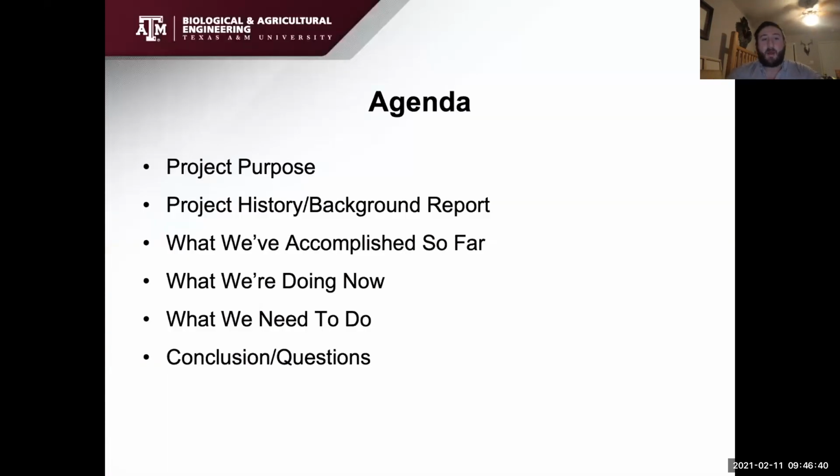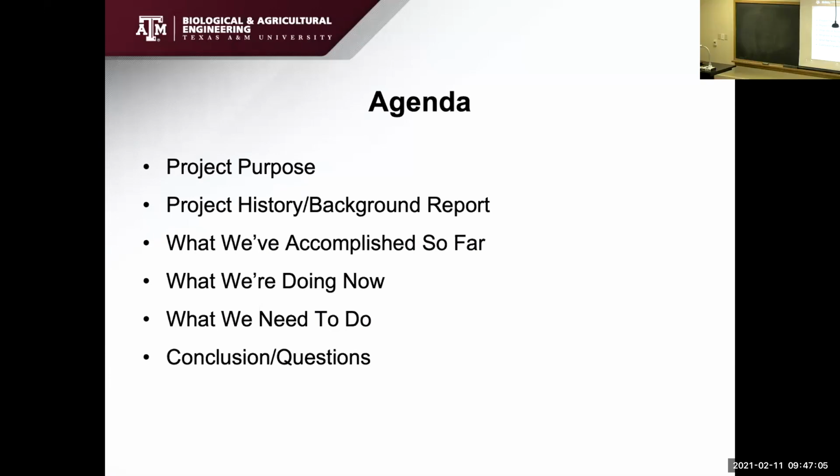We're going to be going over multiple aspects of the project, of where we're at, where we're going, and what we need to do. We're going to start off with our project purpose, our project history, background report, what we've accomplished so far, and what we're doing now, which is still changing every day as we work on this, whether that be communication with our client or communication with the team.